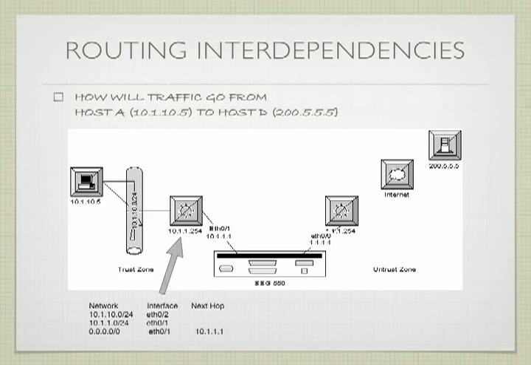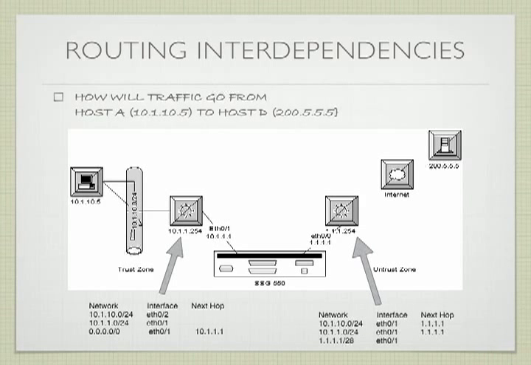So since 20.5.5.5 is not a connected network, it's going to use the default route, and then the SSG550 is going to process this. The router on the other side of the SSG550 is going to then receive this traffic from the SSG550, because the only thing the SSG550 has connected is to the internal network, and it's going to use its default route.